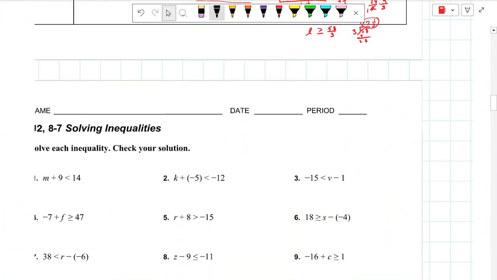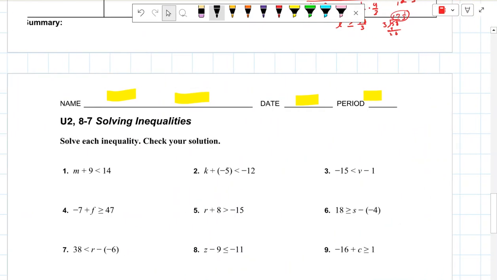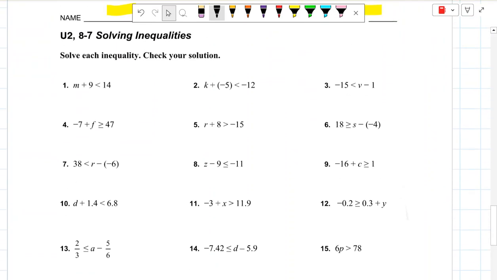Now come down here and put in your first name, last name, date, and period. And I'd like you just to search through this paper and look for any problems that are going to have reversals. There are a few, and make sure you find them before you begin.